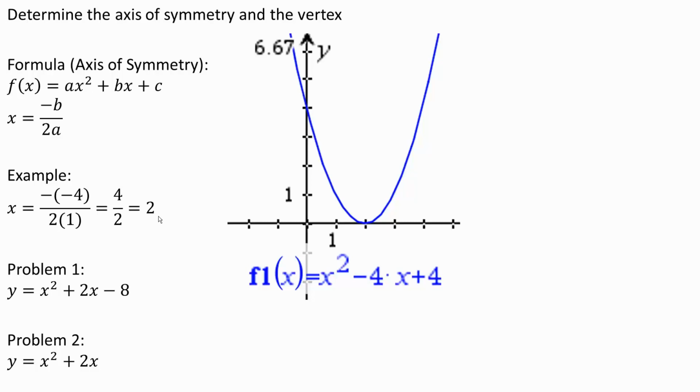Now, in order to determine the vertex, it's like a coordinate. I'm going to plug the axis of symmetry back into the function. So I would get 2 squared, 4, minus 4 times 2. So 4 times 2 is 8. So 4 minus 8 would give us negative 4, plus 4, that's going to be 0. So the vertex is right here, and that corresponds to 2, 0.